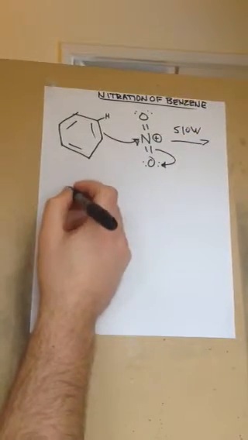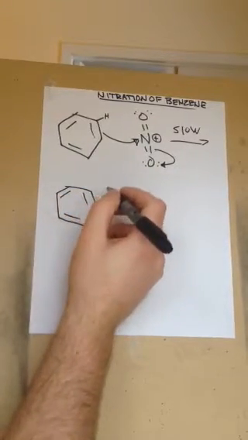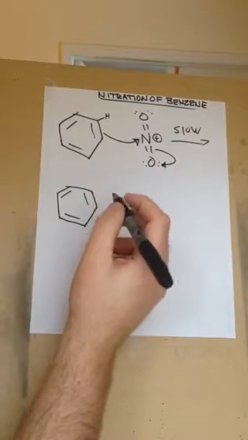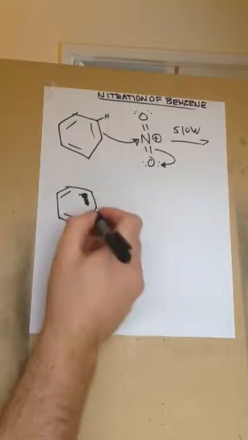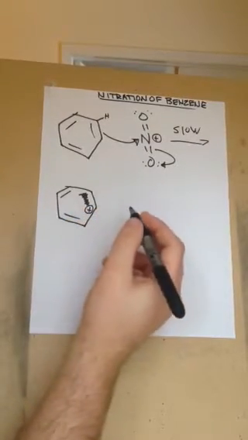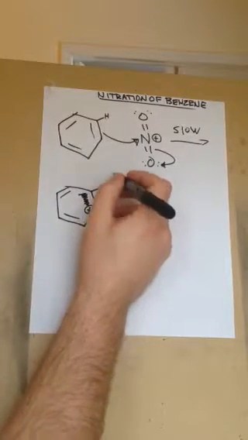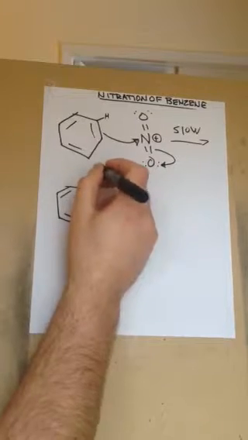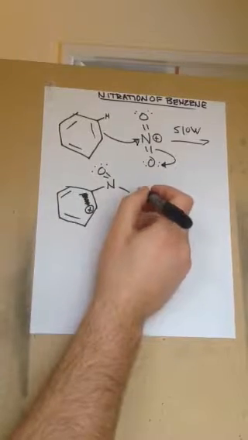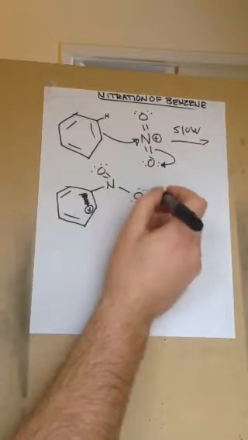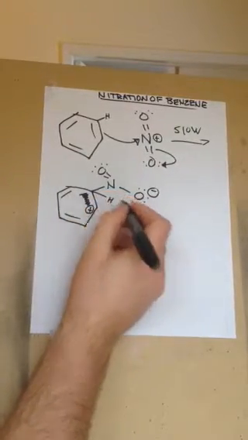This is going to create our cyclohexadienyl cation intermediate. What we're going to have right here is a nitrogen attached to the oxygen, and then a single bond oxygen with a negative charge. And now let's not forget that there's this imaginary hydrogen right here.